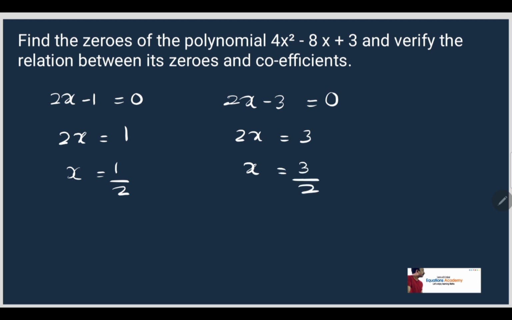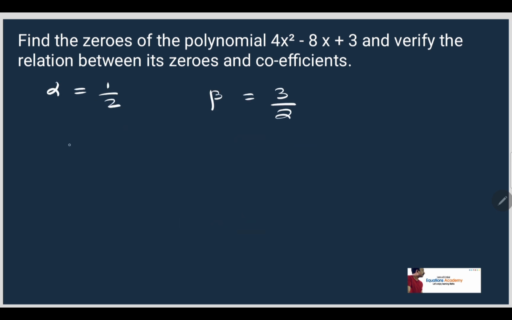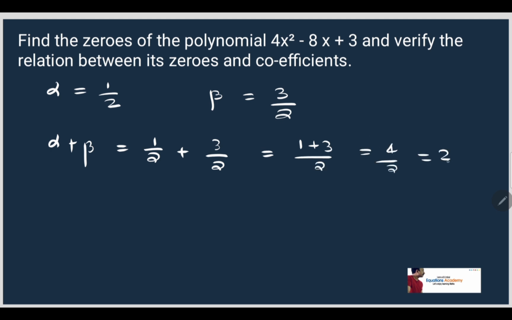So now we have got the two zeros of the given polynomial. One is x equal to 1 by 2 and the other is x equal to 3 by 2. That means we have got alpha is equal to 1 by 2 and beta is equal to 3 by 2. To verify, we will find the sum of the zeros, that is alpha plus beta. Alpha plus beta is equal to, what is alpha? Alpha is 1 by 2 plus beta is 3 by 2. That means 1 plus 3 by 2 equal to 4 by 2 is equal to 2.